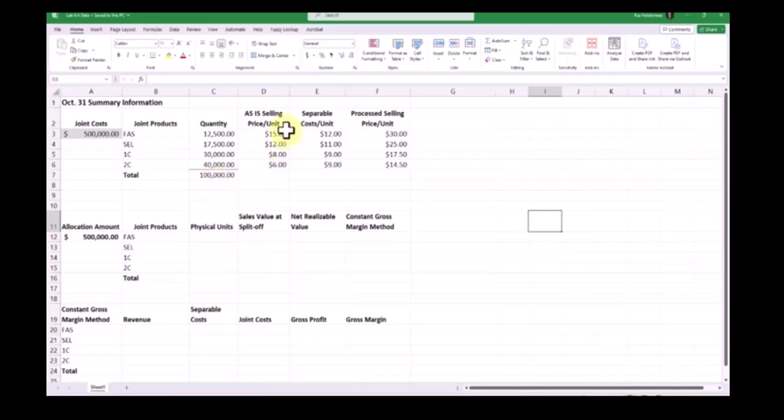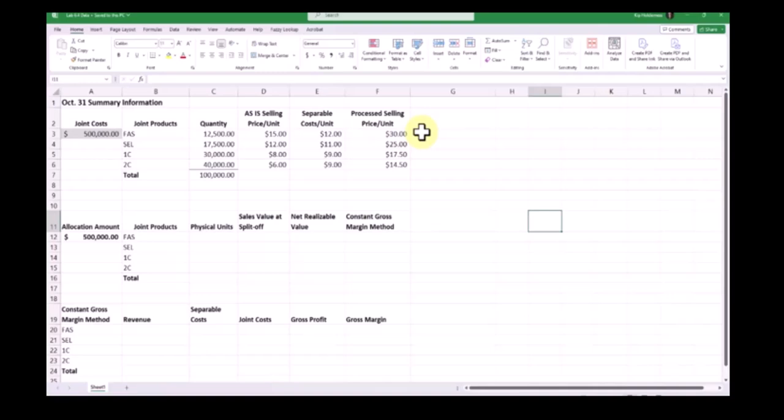And here we can see how much we can sell each of these products by the board foot. We can also see separable cost per unit. That's the additional cost associated with each of these products should the products be processed further beyond the cutoff point of our joint production process. And if these units are processed further, we have in column F the amount of revenue that we can get per board foot for each of the joint products.